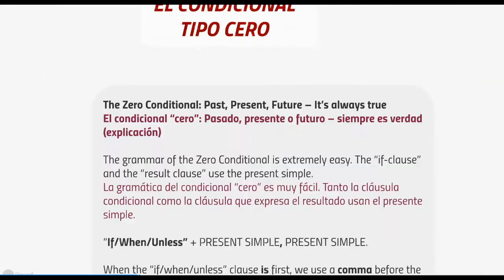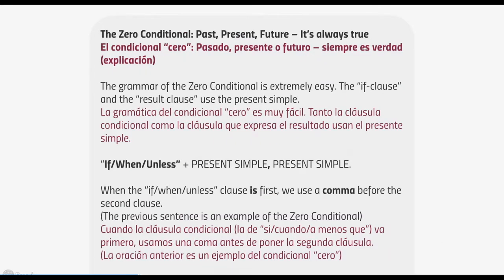Zero conditional. The zero conditional: past, present, future. It's always true. The grammar of the zero conditional is extremely easy. The if clause and the result clause use the present simple. If, when, unless, plus present simple, comma, present simple. When the if, when, unless clause is first, we use a comma before the second clause. The previous sentence is an example of the zero conditional.